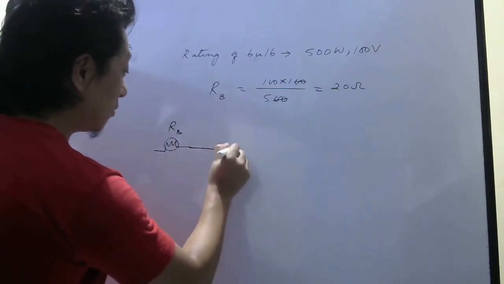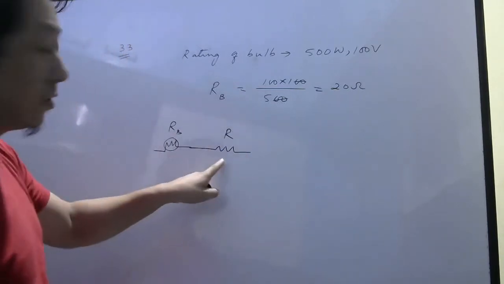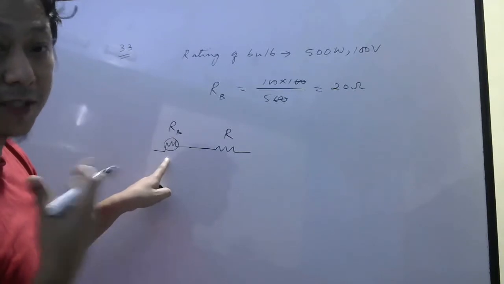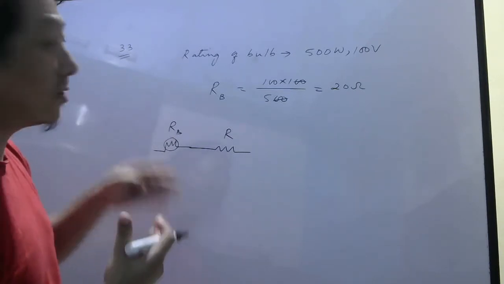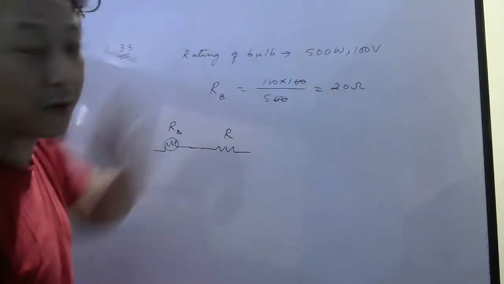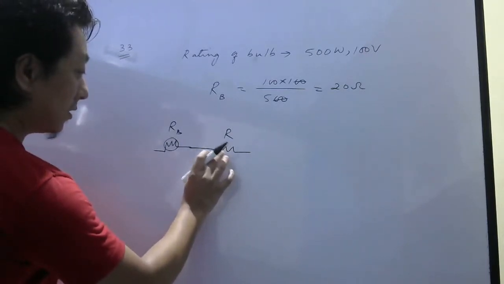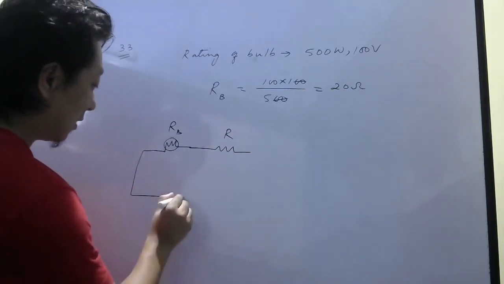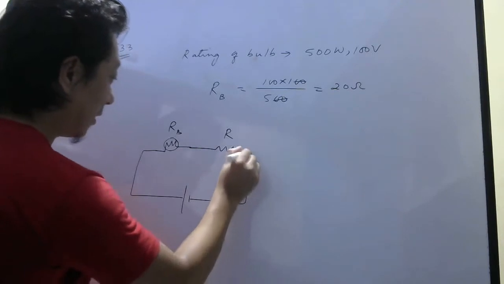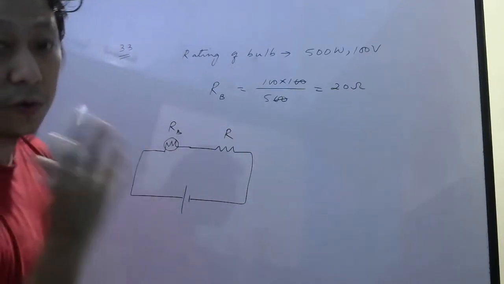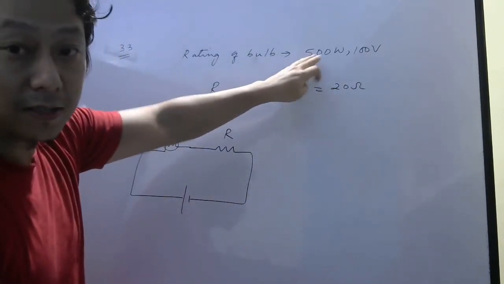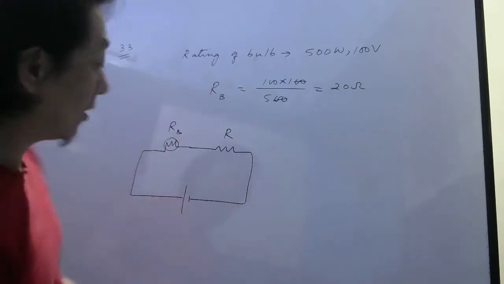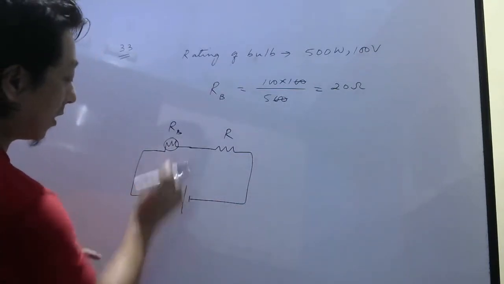Okay, so what they are asking is how much resistance we should put in series so that this can glow with maximum brightness. Maximum brightness means it should glow with the rated power. So by putting this resistance in series, we can make this bulb glow with maximum brightness instead of just getting fused. Directly 200 volt you should not apply here.